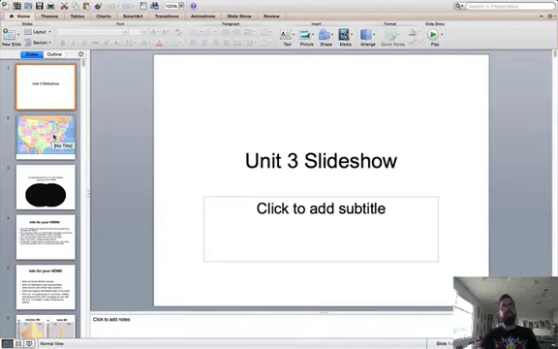All right, so this is the first presentation for Unit 3. In Unit 3, we're going to go over the United States and Canada. Remember, you will have a map quiz with this unit, so along with vocab and short answer, you'll also need to know all of the U.S. states and Canadian provinces and territories.